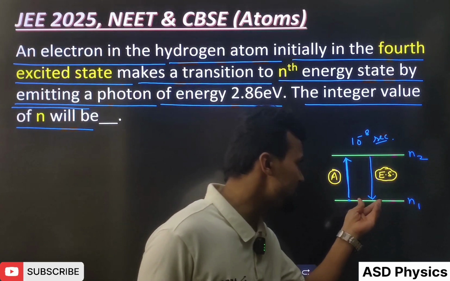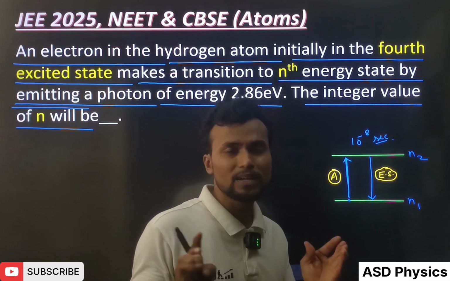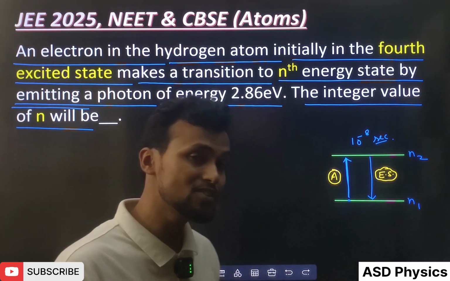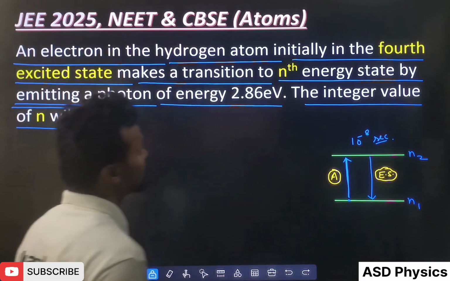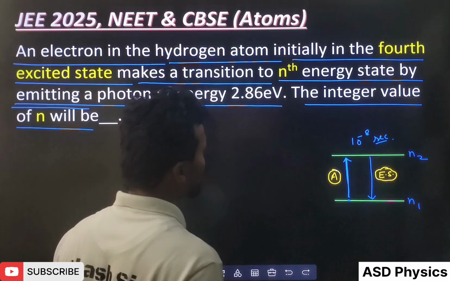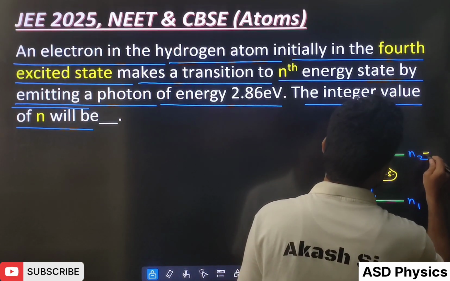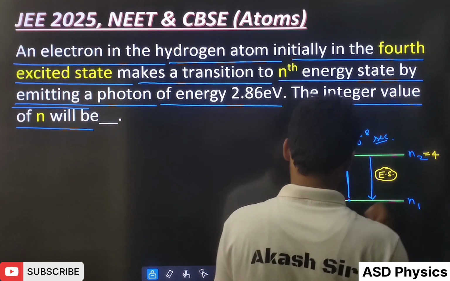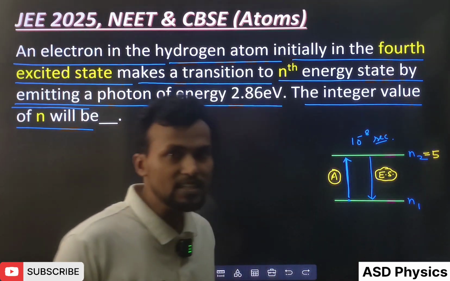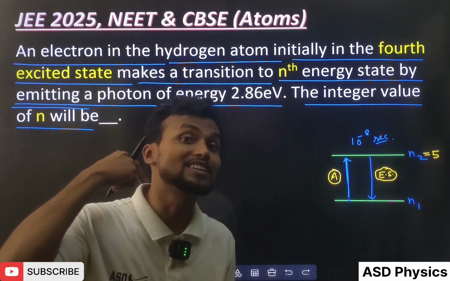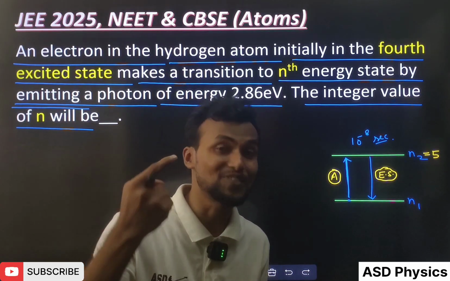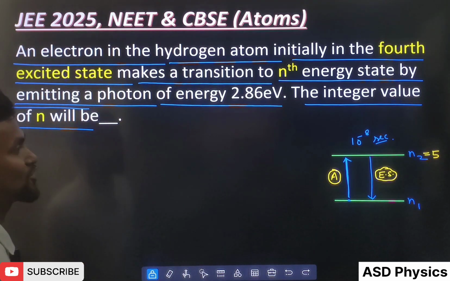Here I have drawn only a single line for the emission spectrum, but emission spectrum lines are so many, while absorption has only one. Here we are talking about the emission spectrum. In the question, initially in which state? Fourth excited state. That means the value of n2 will be 5, because ground state is n equal to 1, first excited state n equal to 2, second excited state n equal to 3, third excited state n equal to 4, fourth excited state n equal to 5.